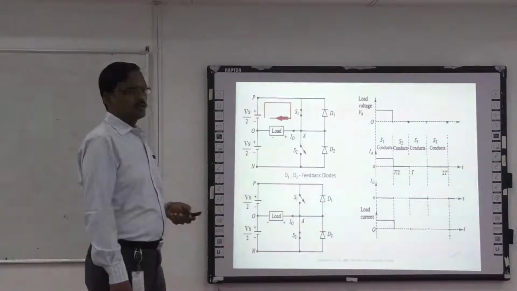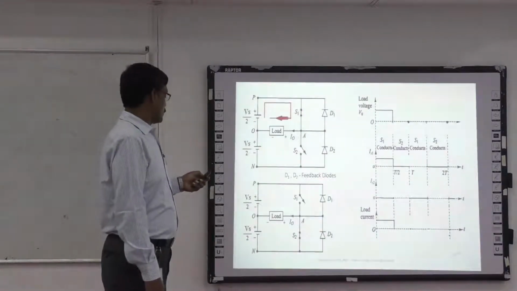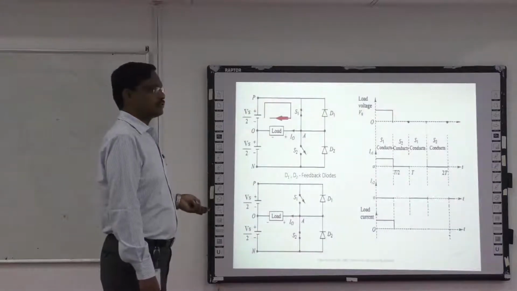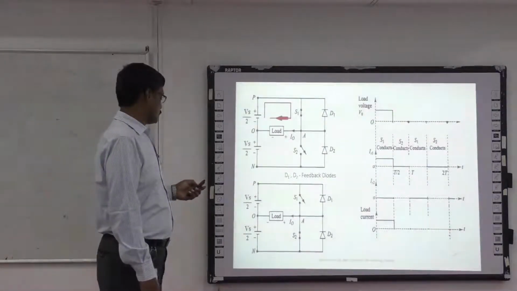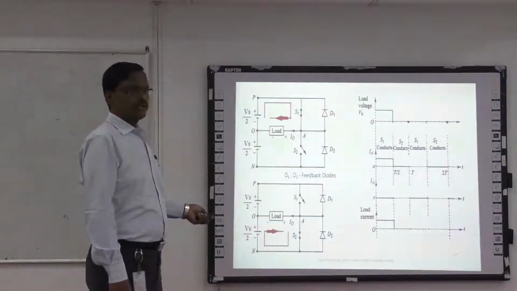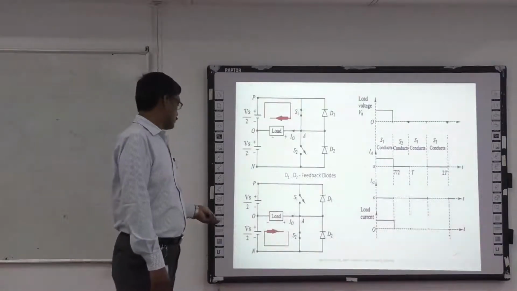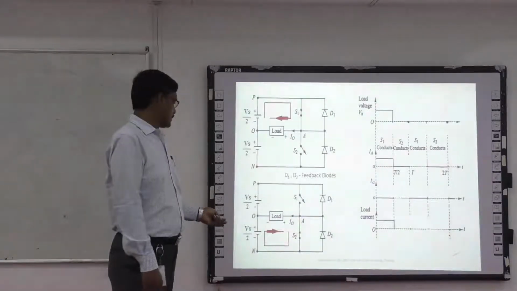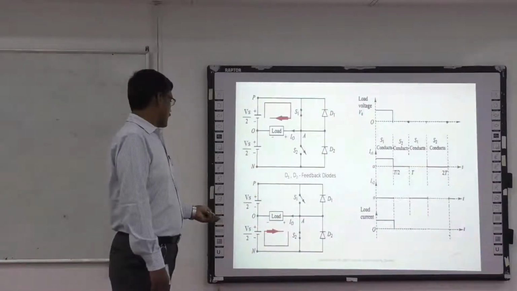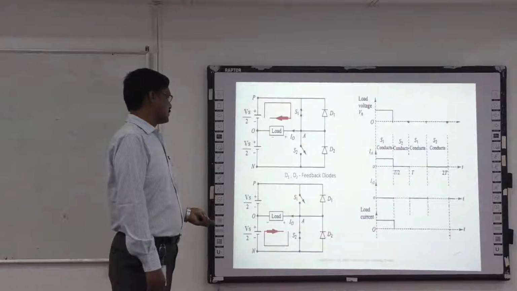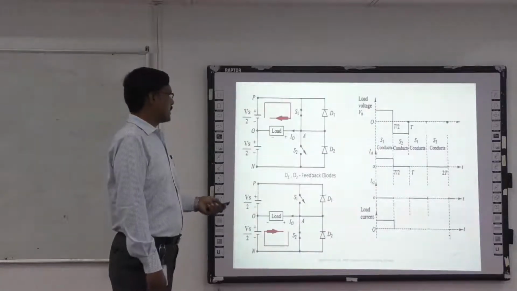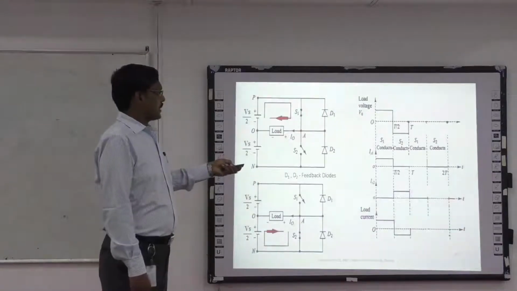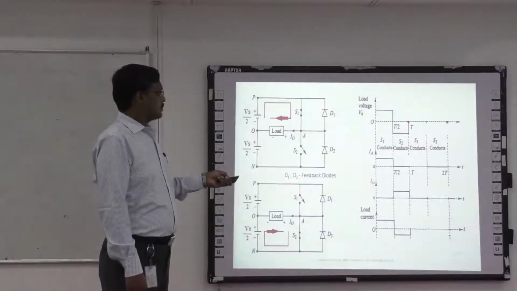And during mode 2, I am going to turn off the switch S1 and turn on the switch S2, so that mode 2 starts. During this mode, the bottom source Vs by 2 will supply the required power to the load. During this operation, the direction of voltage and current are reversed. That is why we are getting a negative output. Here we are getting a negative load voltage output.